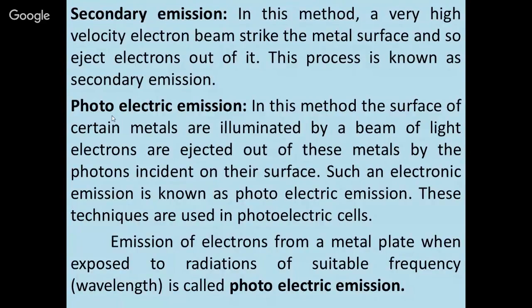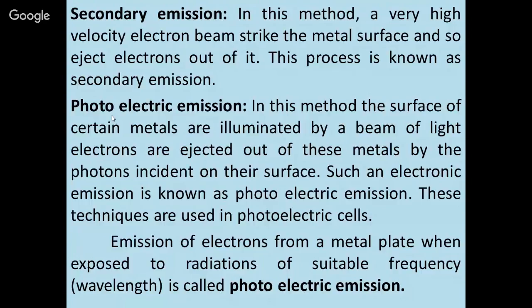Then the next one is photoelectric emission. In this method, the surface of certain metals is illuminated by a beam of light. Some materials, when exposed to sunlight, start emitting electrons. That emission is called photoelectric emission. Electrons are ejected out of these metals by the photons incident on their surface. The sun's energy has a lot of photons, and when these photons fall on the surface of a particular material, electron ejection takes place. Such electron emission is known as photoelectric emission.